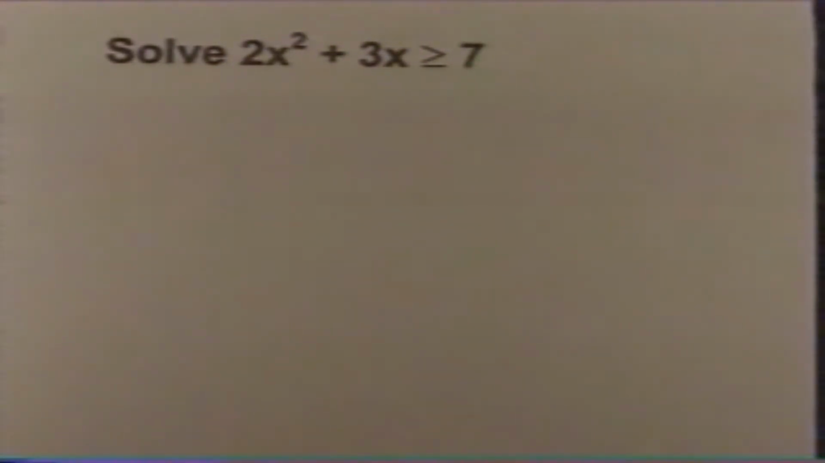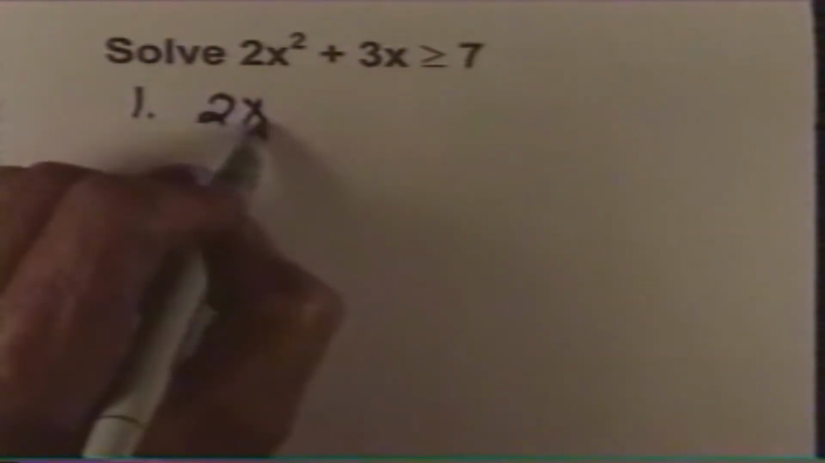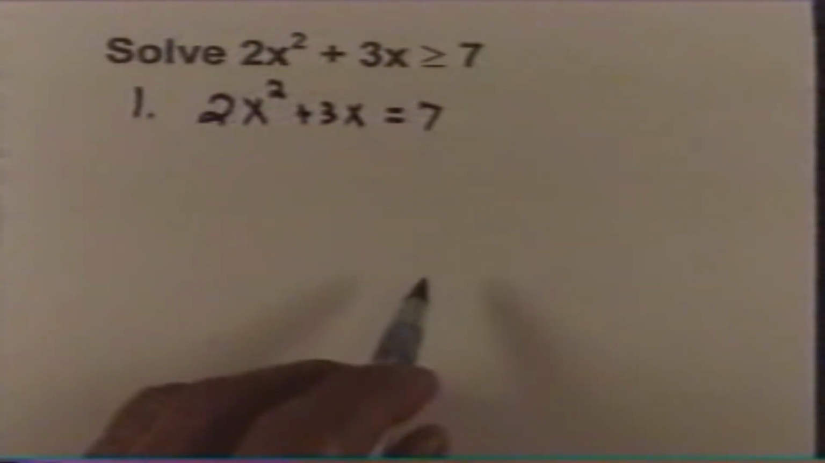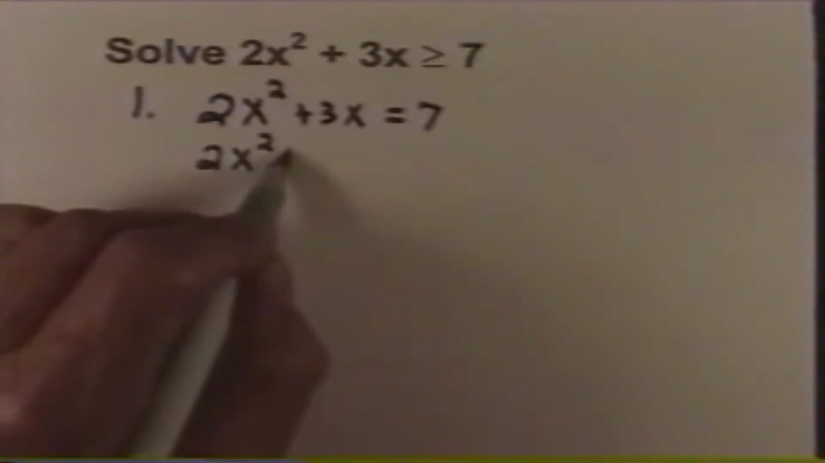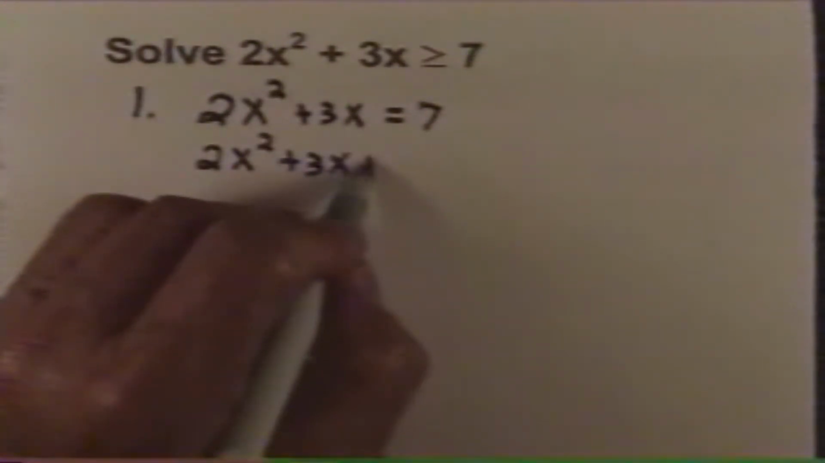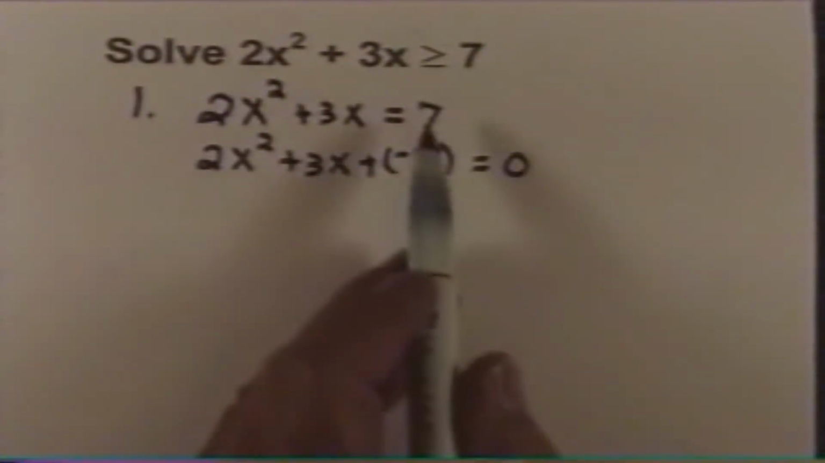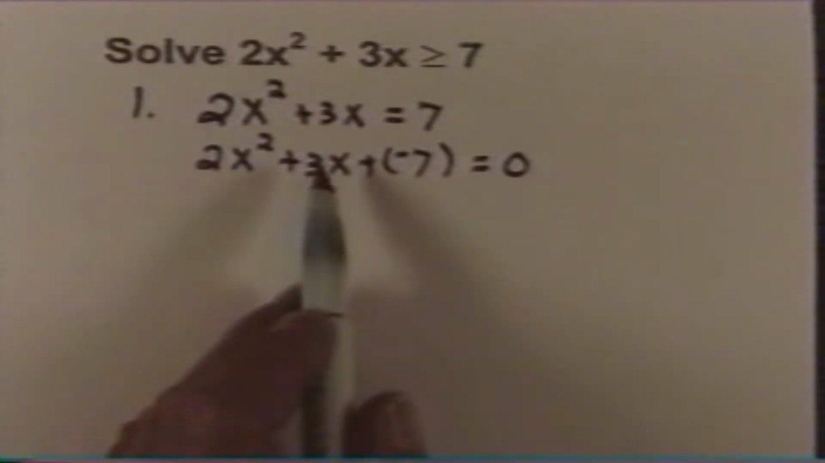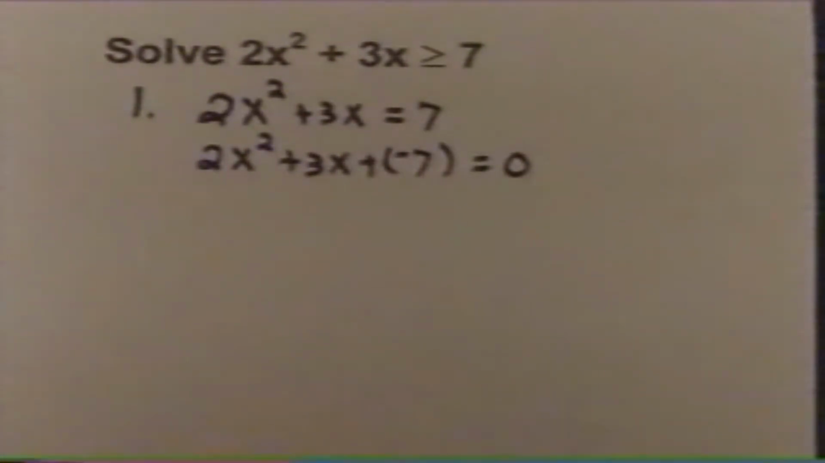Now let's solve 2x squared plus 3x is greater than or equal to 7. Step 1, get the boundaries. 2x squared plus 3x is equal to 7. Let's add the opposite of 7 to both sides, plus a -7 is equal to 0. So I simply added -7 to both sides. If I add a -7 to the left, I just have 2x squared plus 3x plus a -7. If I add a -7 to the right, 7 plus a -7 is 0.